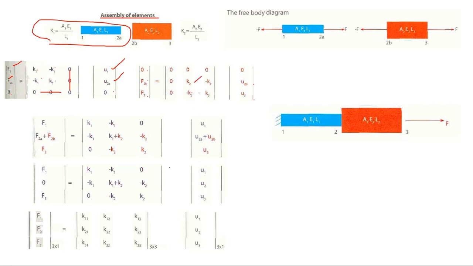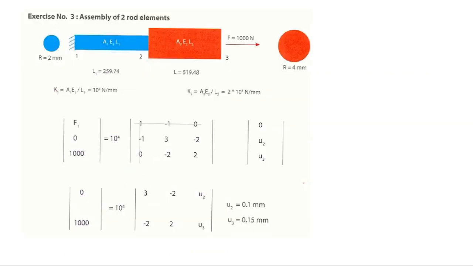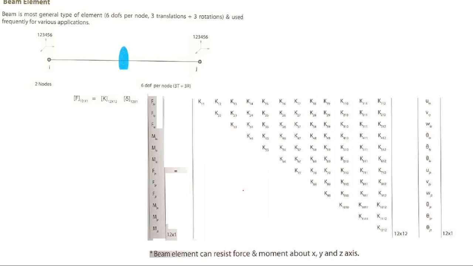If you add all these things, you will get K1, K2, but still it will be a positive value here. It will come as U2 plus U2B. Finally, you will get a 3 by 3 matrix because we have 3 joints, right? 1, 2, 3 joints, 1 degree of freedom each. So assembly of two rod elements you have seen, like L1, L2. If you make it, then we can get the equations. U2, how much is the displacement? U3, how much is the displacement? 0.1, 0.15, like that we can see it.